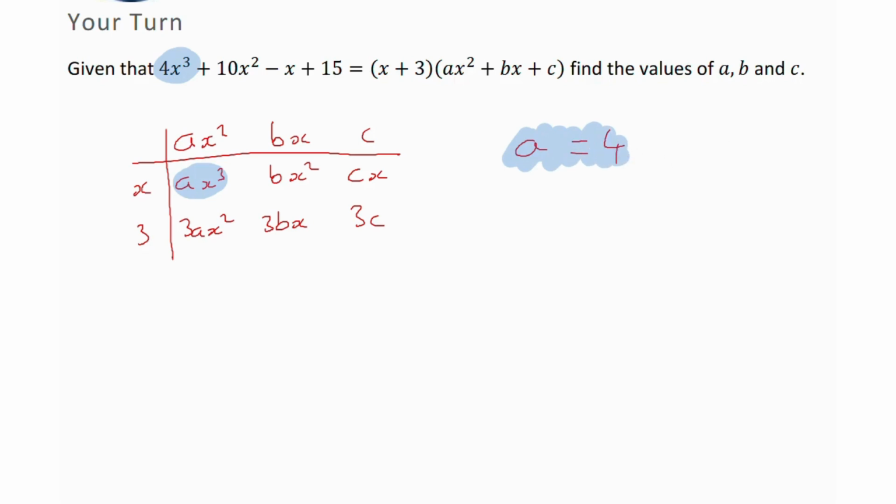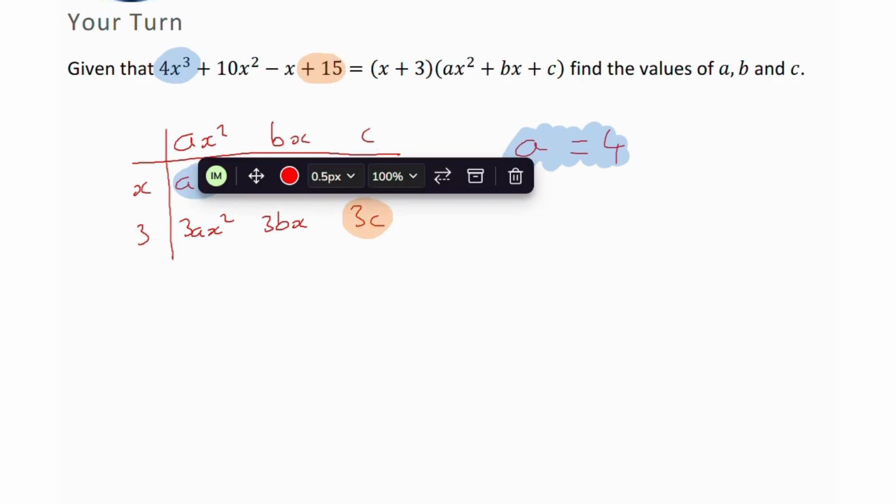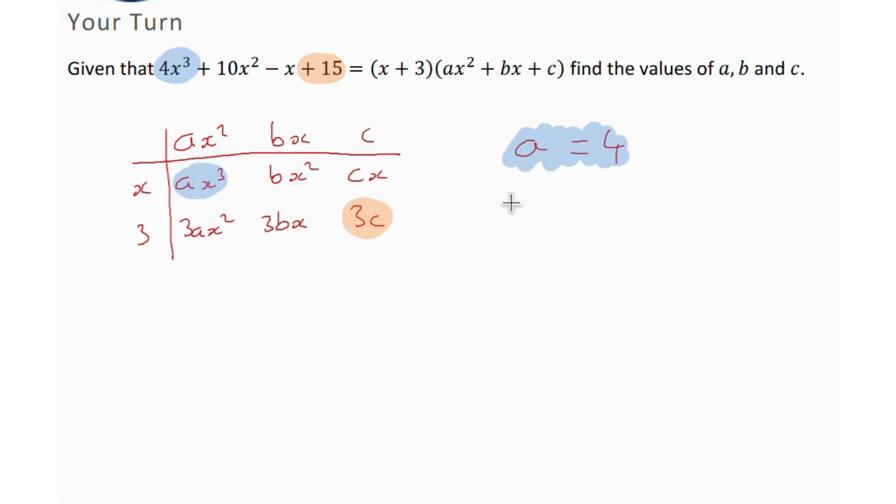Next, we're going to look at the constant term. I've got plus 15 there, and the only way I'm getting a constant term is the 3 times by the c, which means that 3c has to be equal to 15 by equating those constant terms, which means c has to be equal to 5. So a is 4, c is 5, now I need to find b.